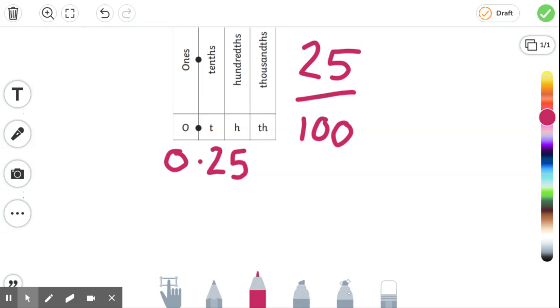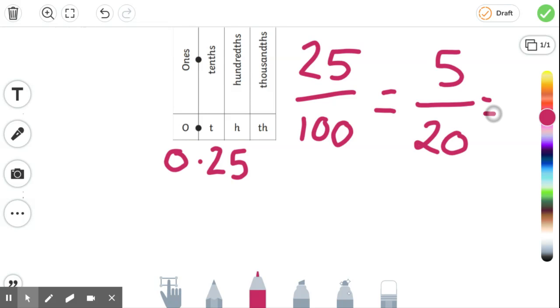So straight away, I know they can both be divided by 5. So if I divide them both by 5, I would have 5 out of 20. Now I know I can divide that again by 5. So if I divide that again by 5, then I'll have 1 out of 20 divided by 5 is 4, which creates a quarter.